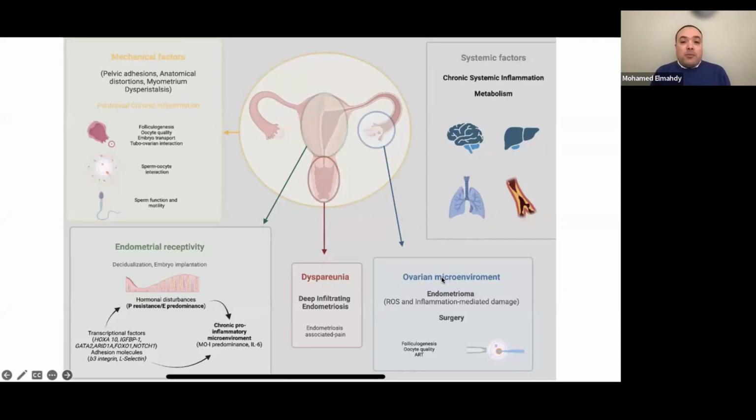Also, the ovarian microenvironment, especially if there is an endometrioma, increases the reactive oxygen species in the ovary, which affects folliculogenesis and the oocyte quality. If the case goes for surgery and endometrioma excision, there is also affection of ovarian reserve. Endometrial receptivity may be affected due to endometriosis or adenomyosis. Endometriosis also has a systemic effect in the form of a chronic inflammatory process or affection of metabolism. All of these mechanisms affect fertility.